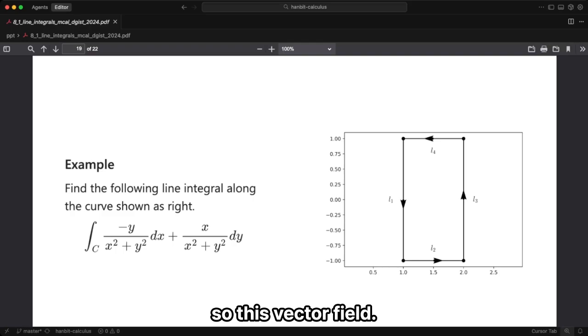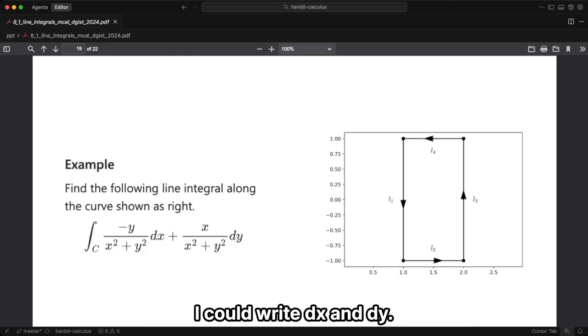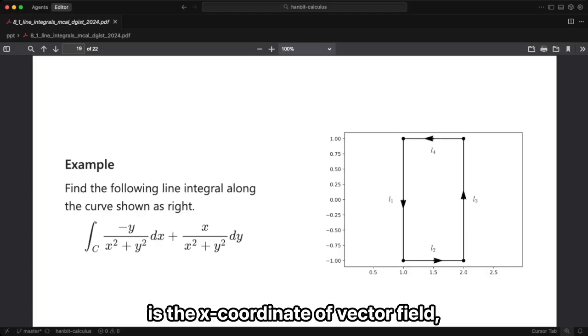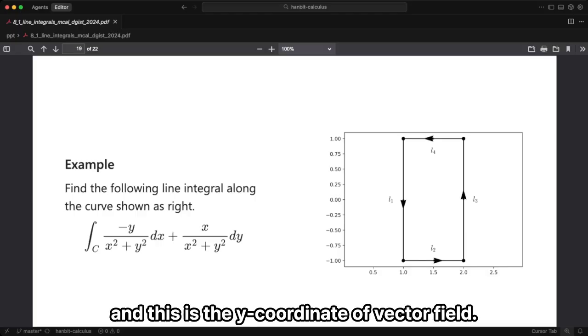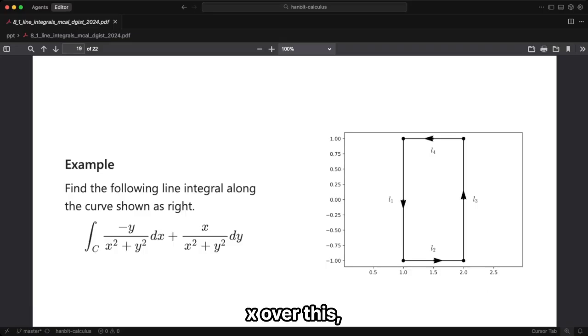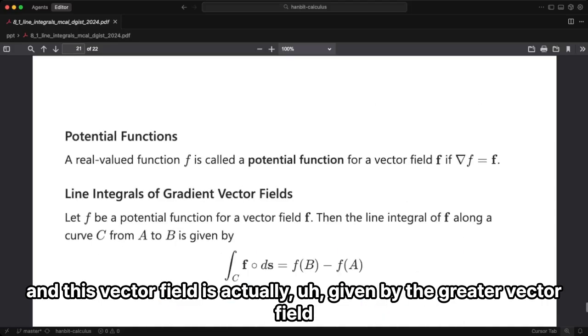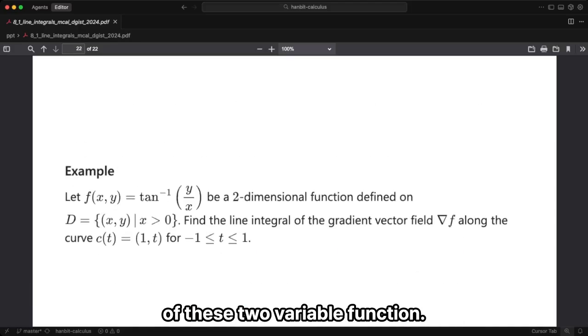So what is this vector field? Where is the vector field? This is the notation of line integration of a vector field in a different notation. Instead of writing ds, I could write dx and dy, meaning that whatever is multiplied on dx is the x coordinate of the vector field, and this is the y coordinate of the vector field. So we are talking about a two-dimensional vector field, minus y over this, x over this, and this vector field is actually given by the gradient vector field of this two variable function.